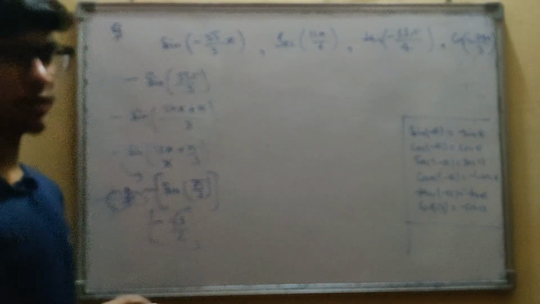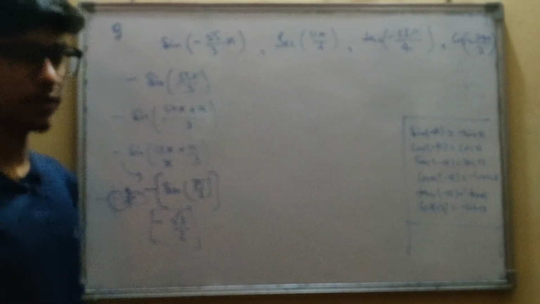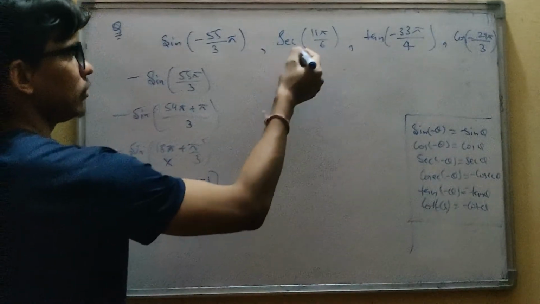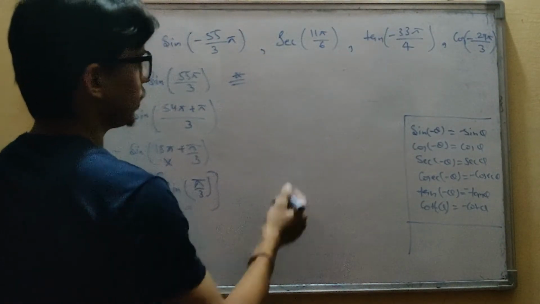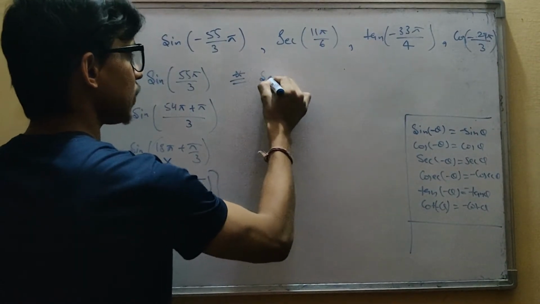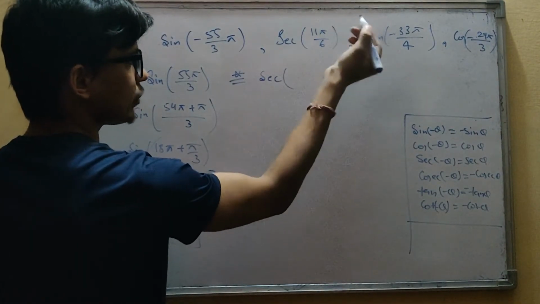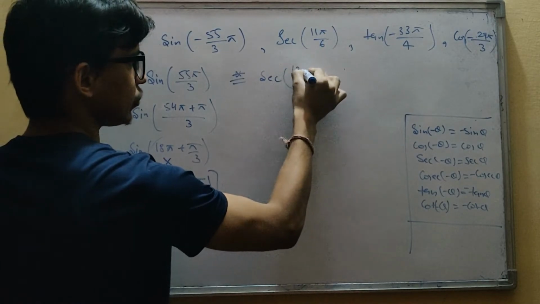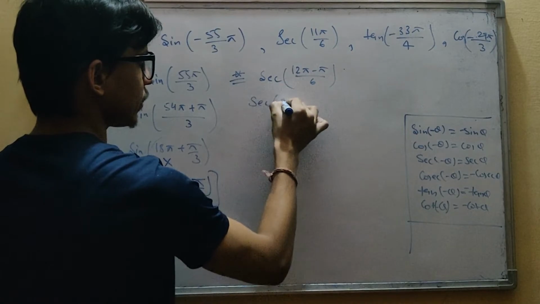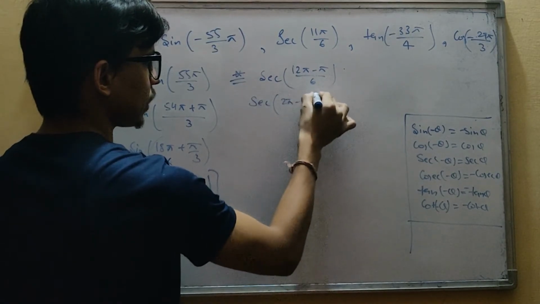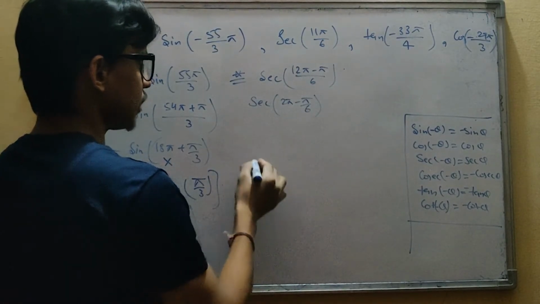This is a very important question for 1 mark. They ask this type of question in 1 mark. Now this one: sec 11 pi by 6. Again you have to do the same. Find the nearest value which is divisible by 6, which is 12. So 12 pi minus pi upon 6. Now separate them. This is going to be 2 pi minus pi by 6. So you can do this. Now again.